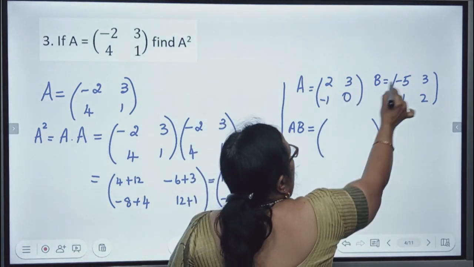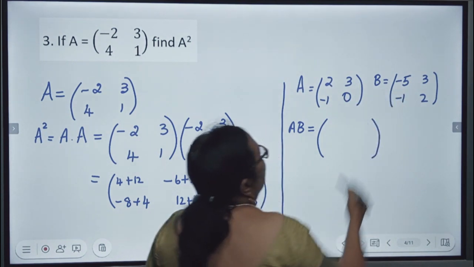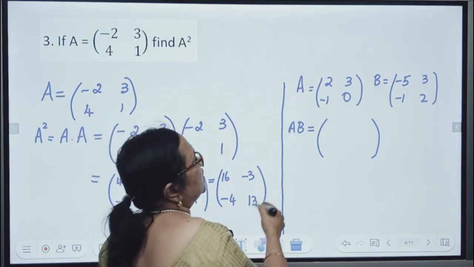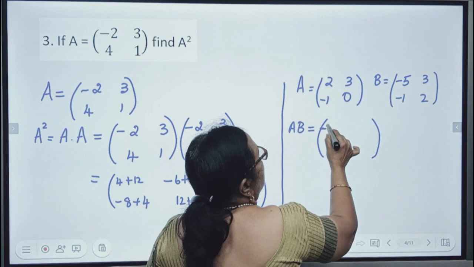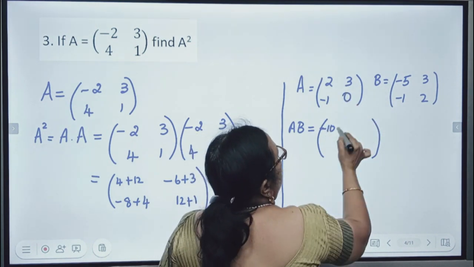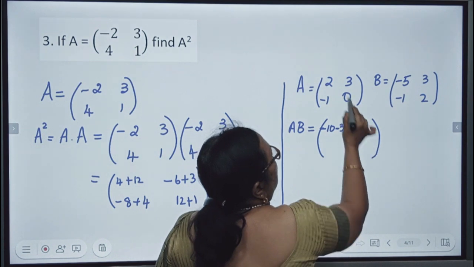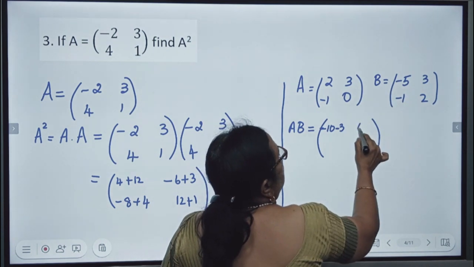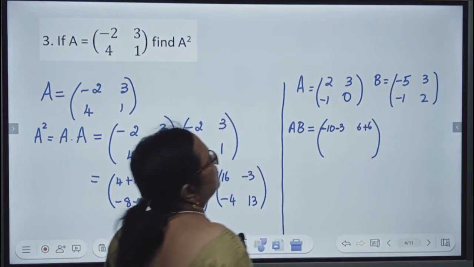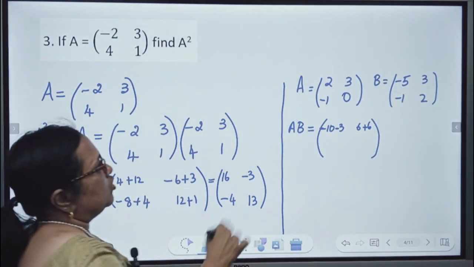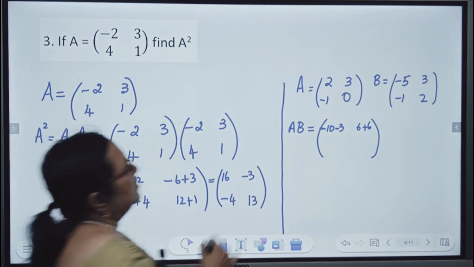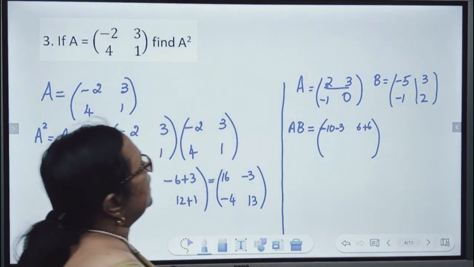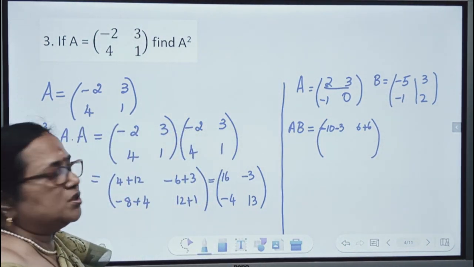what will I get? First row, first column. So 2 into minus 5, minus 10, plus 3 into minus 1, minus 3, so minus 13. Here, first row, second column. So 2 into 3, 6, plus 3 into 2, 6.